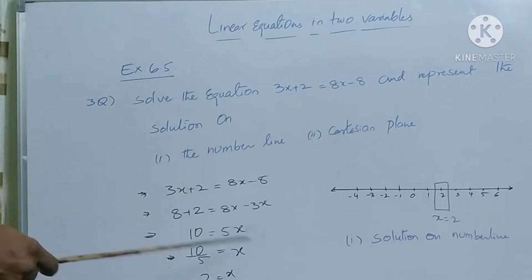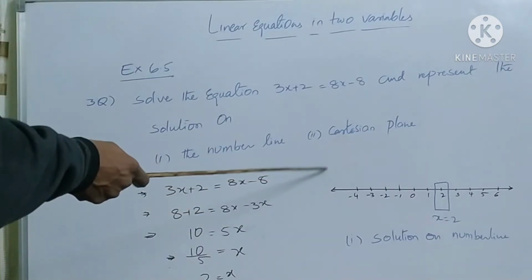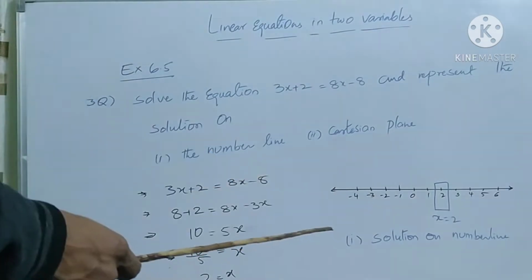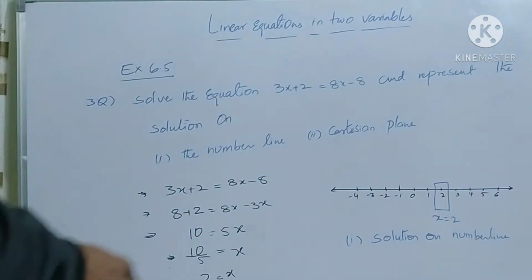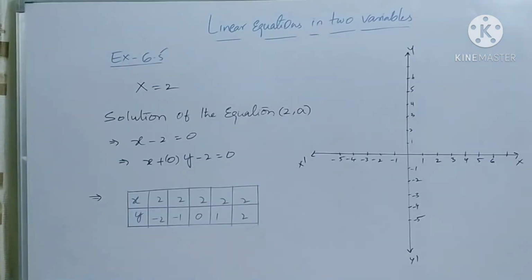Now represent the solution on the number line first. This is our first question. So this is our number line. So x is equal to 2. The value of x is equal to 2 is here. On the number line, x is equal to 2 has a unique solution. This is the second one: represent the solution on the Cartesian plane.